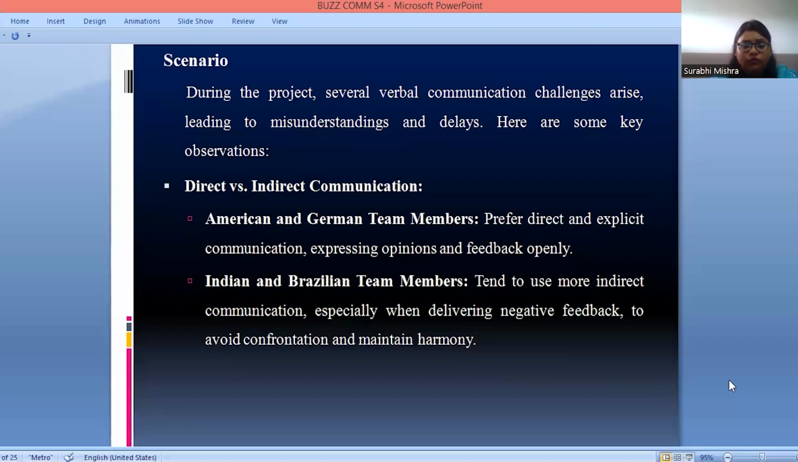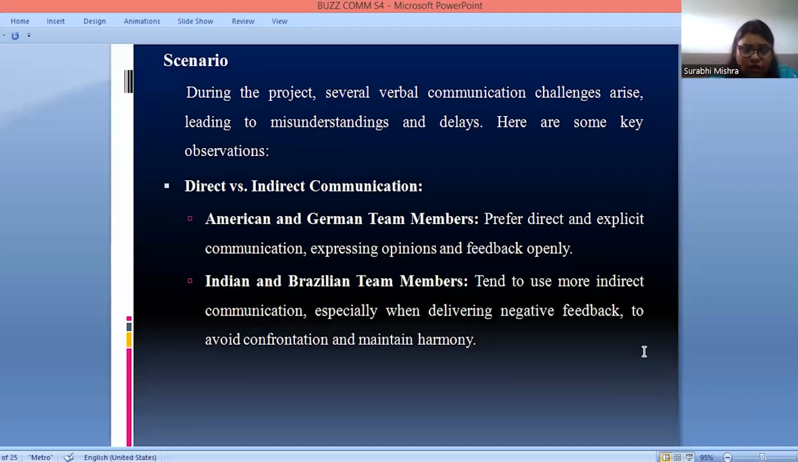Number one is direct versus indirect communication. The first one is American and German team members. They prefer direct and explicit communication, expressing opinions and feedback openly. That means American people and German people both prefer direct and explicit communication where the member must express opinions and feedback openly, right, without any hesitation.